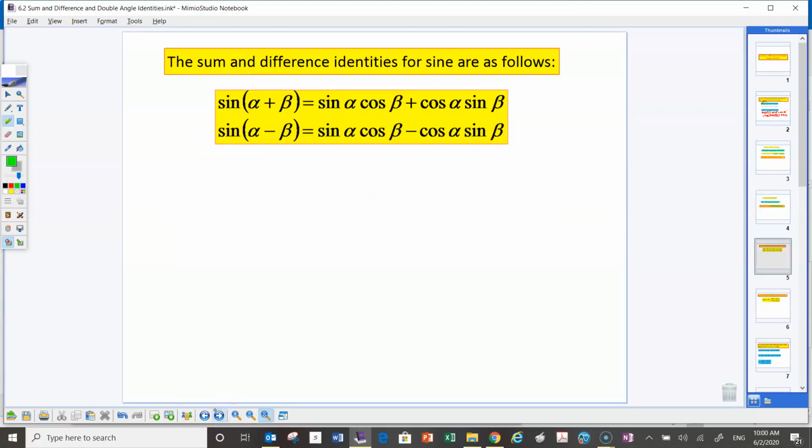The sum and difference identities for sine are as follows. So sine follows a different pattern. The sine of alpha plus beta is sine of the first angle, cosine of the second, plus cosine of the first angle, sine of the second angle. And the difference pattern is very similar. Again, note if it's minus here, it's minus in the expansion for the sine identity.